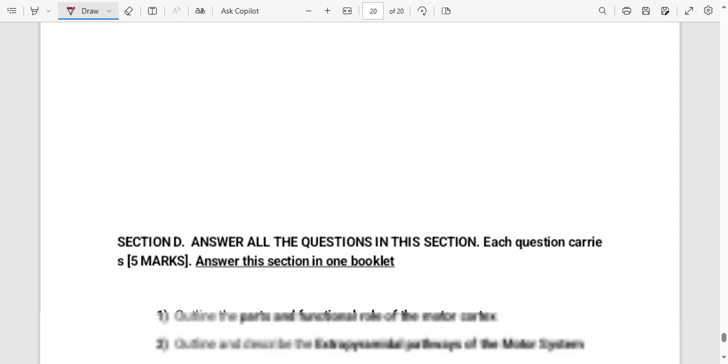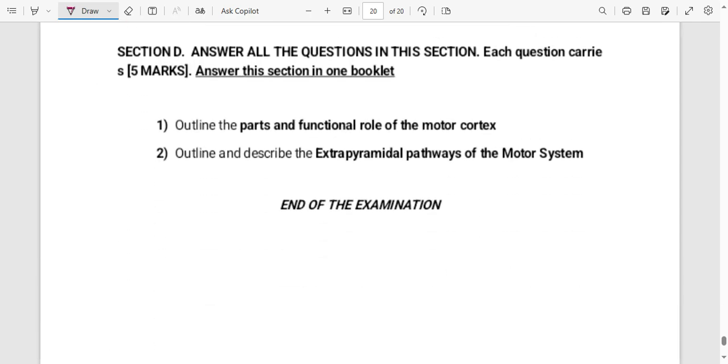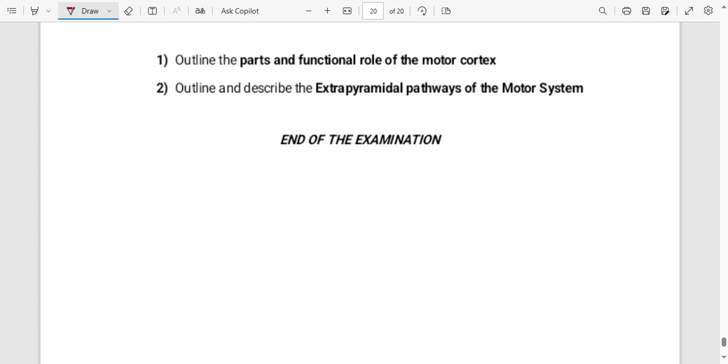The last one is just a quick one. Each part is just five marks, so it's not too much data I need to produce. Outline the parts and functional roles of the motor cortex. Remember, motor cortex. The parts and functional roles of the motor cortex. Let's start. Which one is the first part of the motor cortex that we can mention?